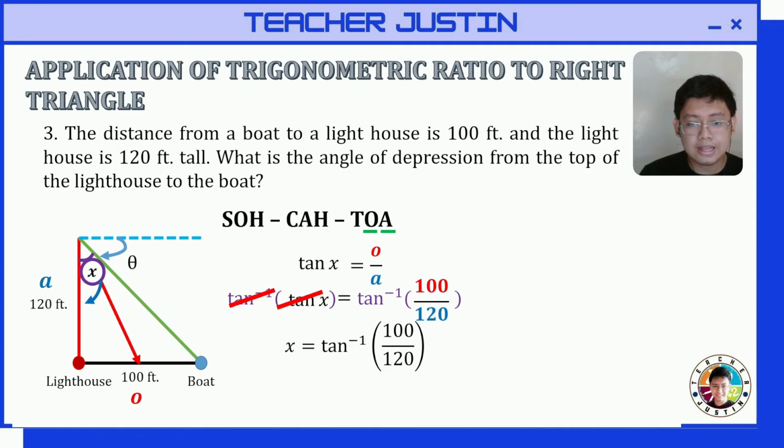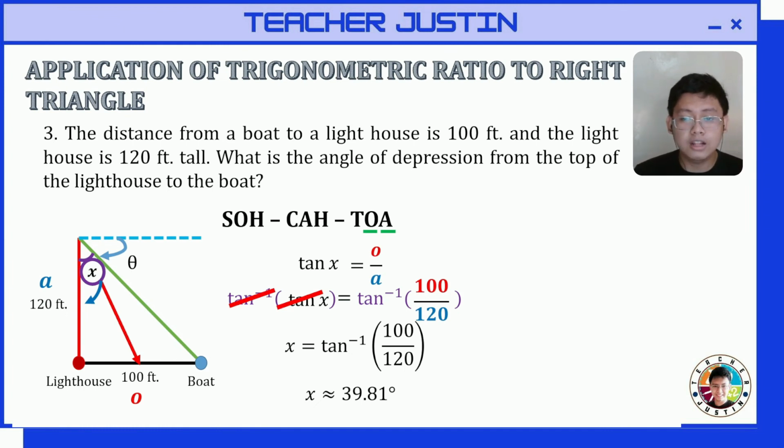Now let's use our scientific calculator to solve for the value of x. So, let's get arctangent 100 over 120. That will give us the value of the angle x, which is approximately equal to 39.81 degrees. And that will be the value of x.